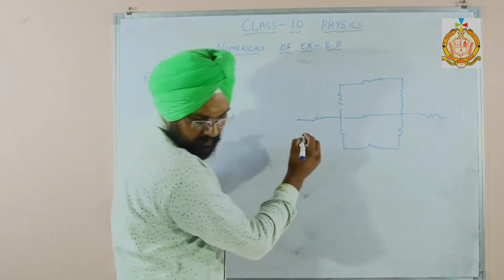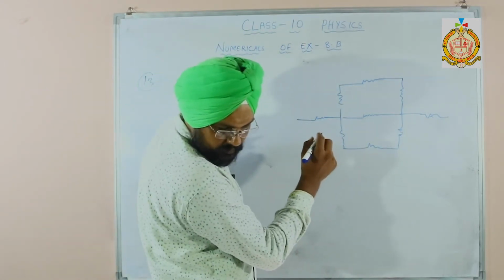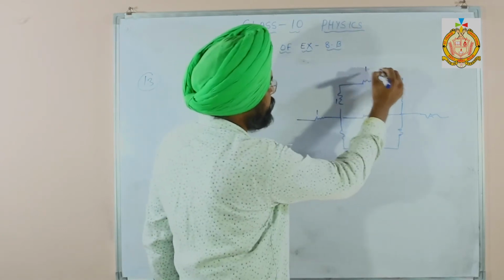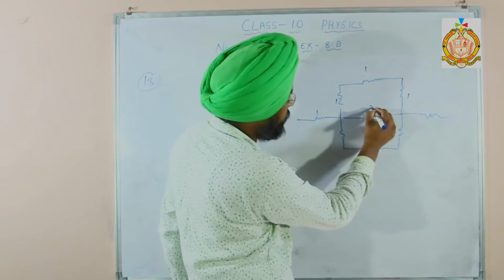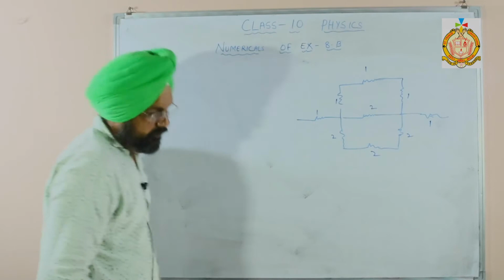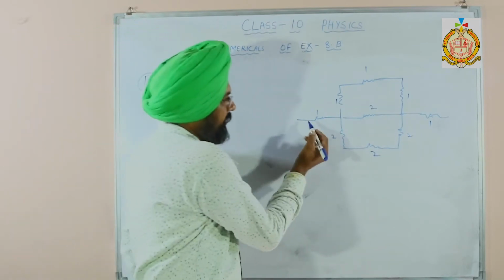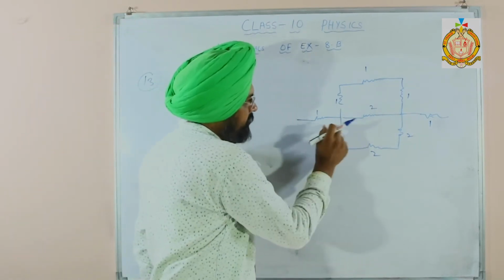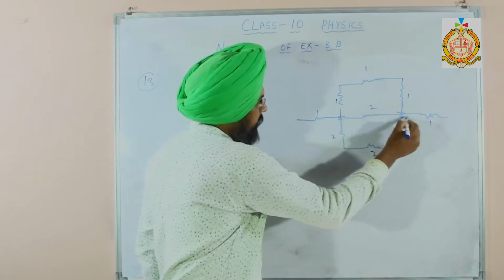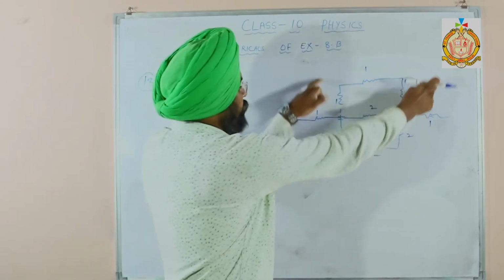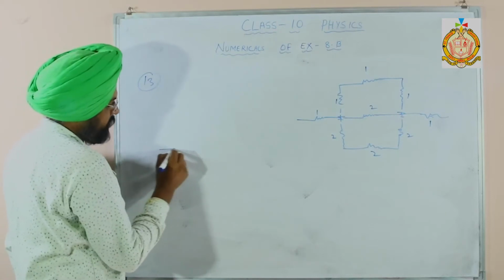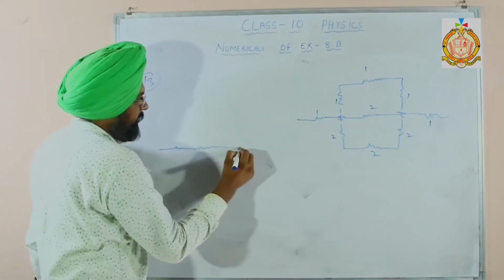Now see, all are 1 ohm. This is 1 ohm, this is also 1 ohm, this is also 1 ohm, and the bottom ones are 2 ohm. This is 1 ohm. Now how to separate it? This wire is dividing from this portion and this portion, downward and this one. You have to separate one part to the up one and this one to the down one.